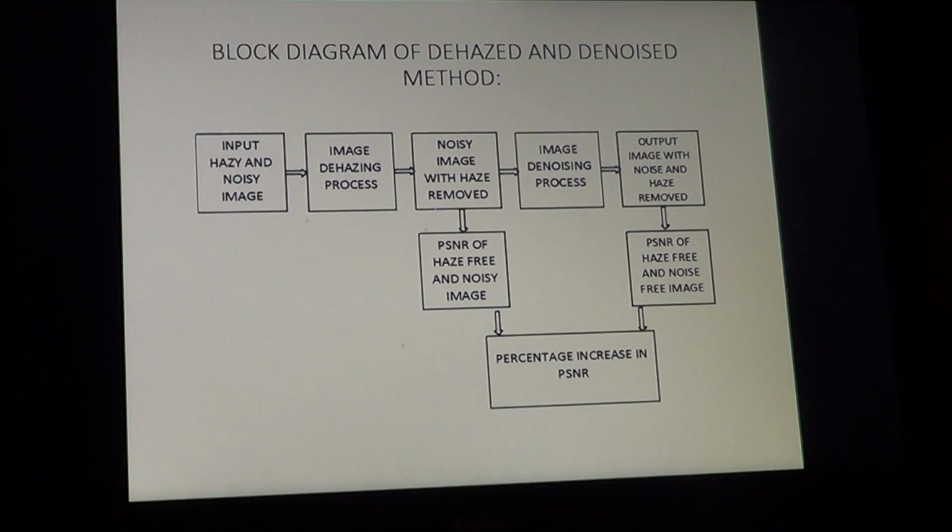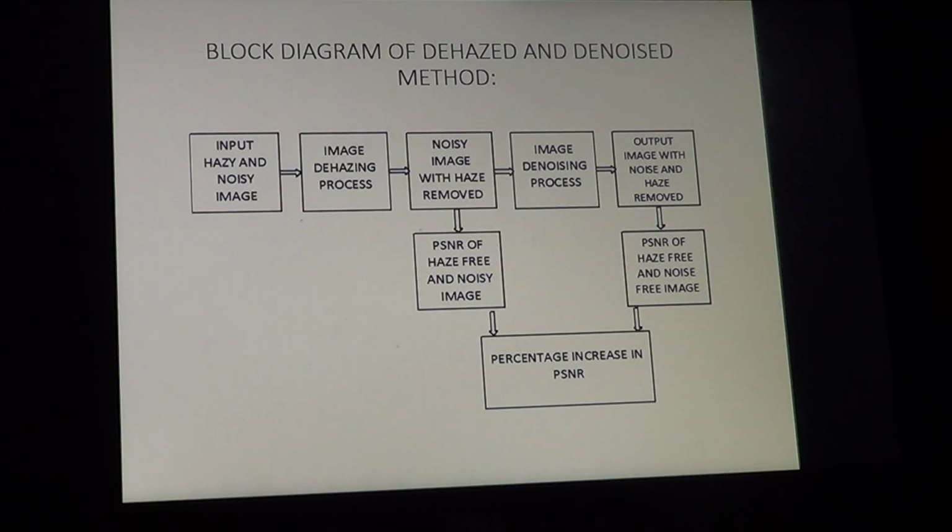From the block diagram, we are going to take a hazy and noisy image as an input. Then we are going to do the dehazing process. From that we will get a haze-free image, but noise will be there. So to remove noise, we are going to process it using the denoising method, and as we have already removed haze, the output image is totally free of noise and haze.